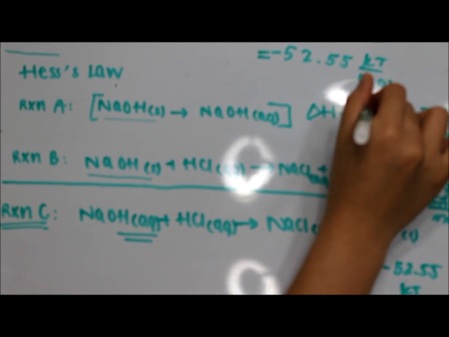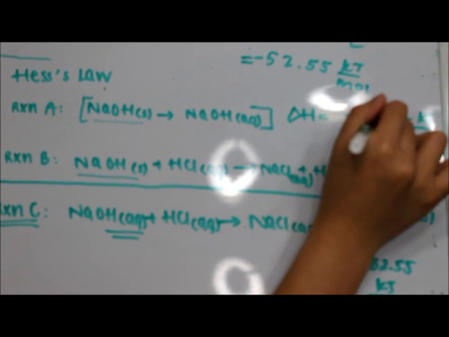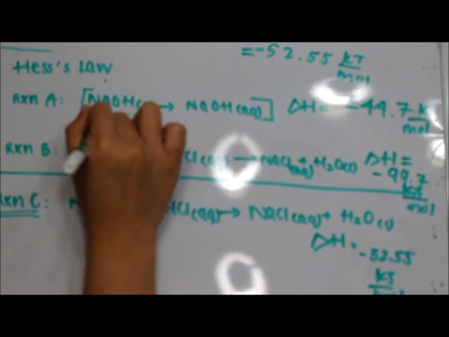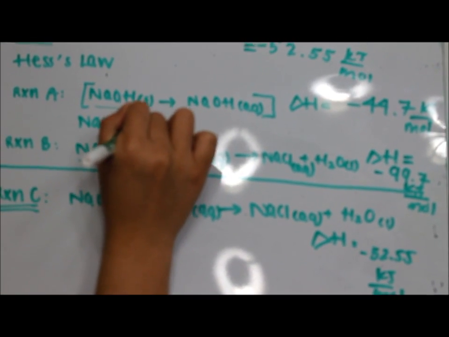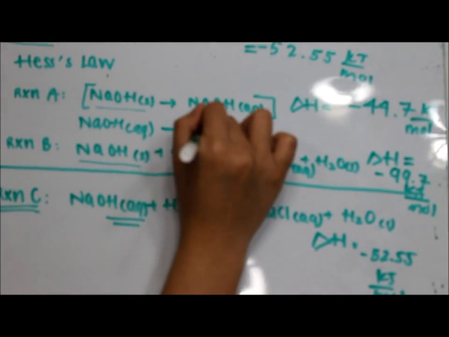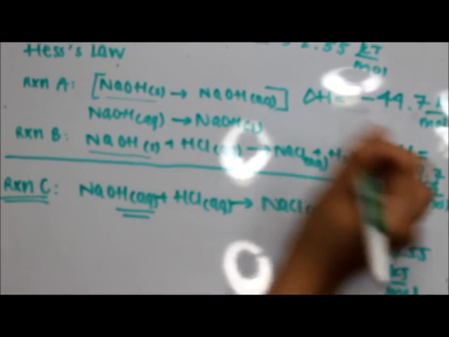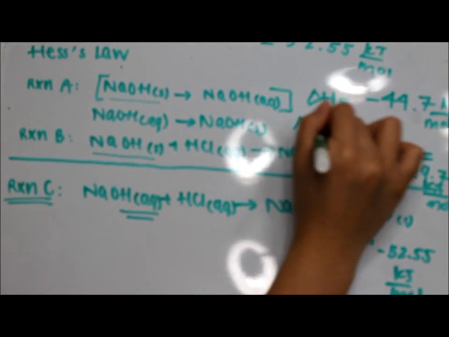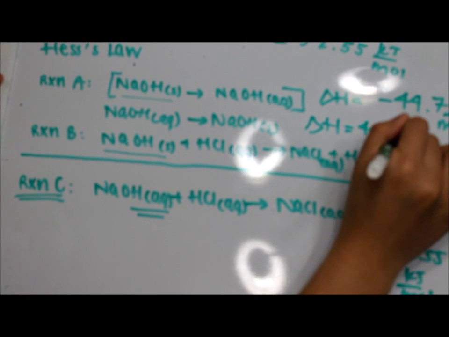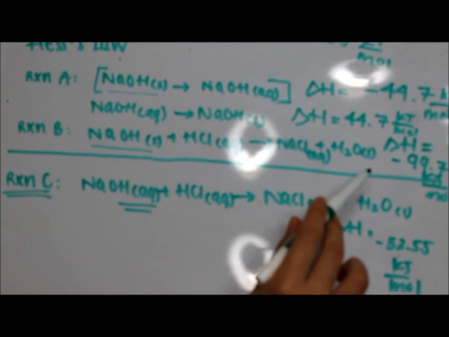That means that we're going to switch the sign of the enthalpy of this reaction. So the reaction becomes this, product becomes reactant, and reactant becomes product. The enthalpy will change sign, so it's the same number, you just multiply by -1. Reaction B we can just leave as it is.